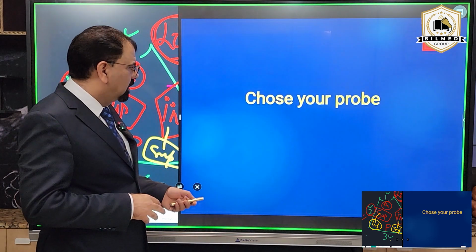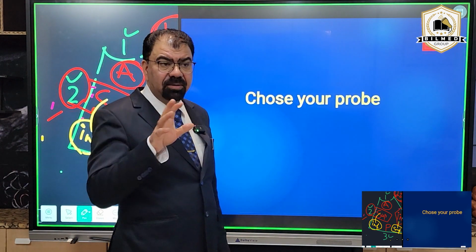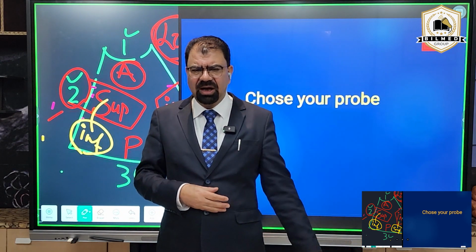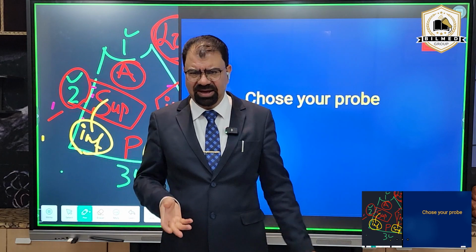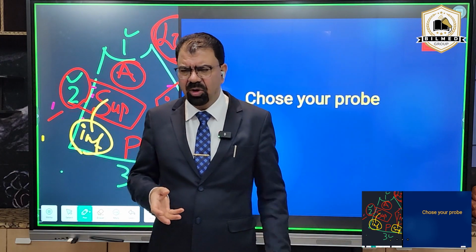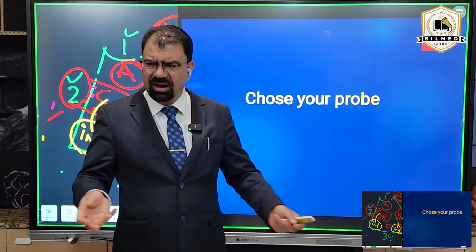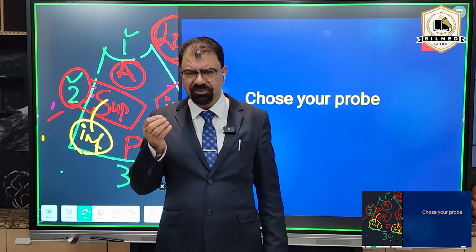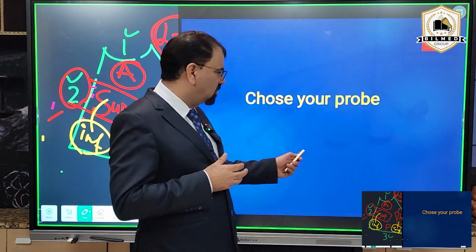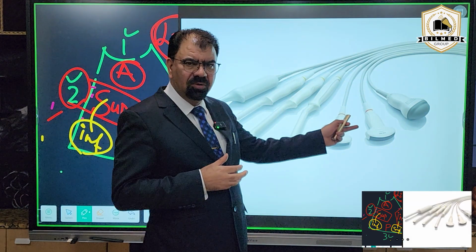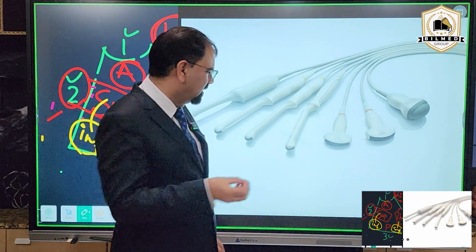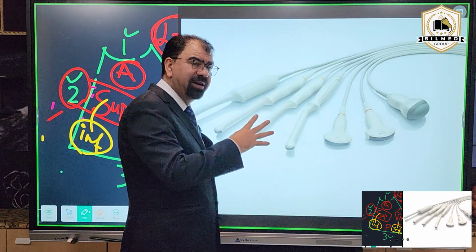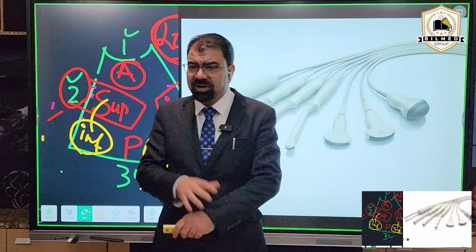Now, choose your probe. There are many probes in your machine. If you are a gynecologist, and most of our candidates are gynecologists only, about 90-95% of the total alumni of BGI are gynecologists, they have at least 2 probes, if not 3. Now, there are many probes. What is the basic difference between this convex probe and your favorite transvaginal probe, Dr. Madhuri? What is the basic difference?